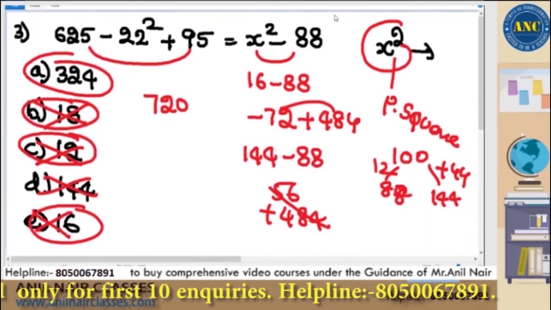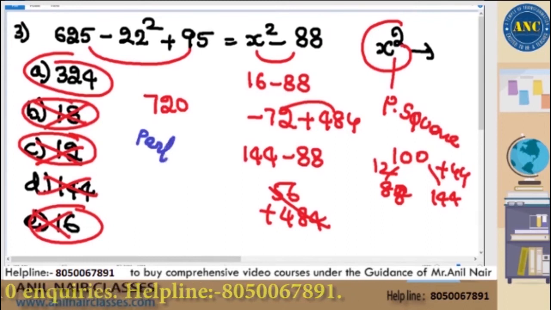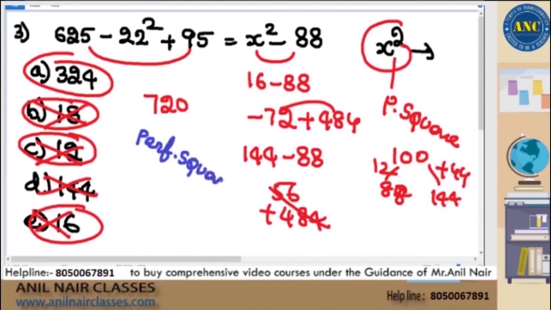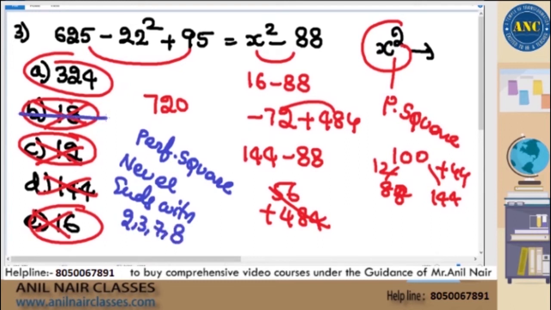Write down the logic in every question. A perfect square never ends with 2, 3, 7 or 8. So 18 is out. 12 is out. Substitute 16. Check whether 625 plus 95 is 720. 16 minus 88 is minus 72. 484 minus 72 is not this value. Check with 144. Idea clear? This is method 1. Idea clear, right sir?